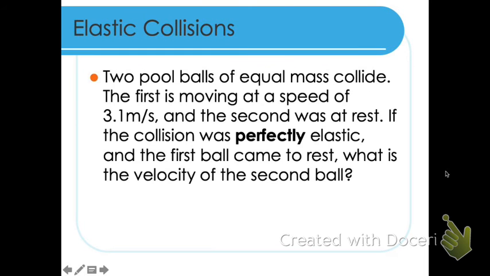Okay. Two pool balls of equal mass collide. The first is moving at a speed of 3.1 meters per second, and the second was at rest. If the collision was perfectly elastic and the first ball came to rest, what is the velocity of the second ball?